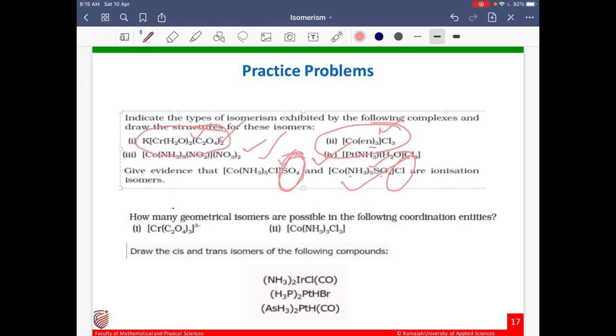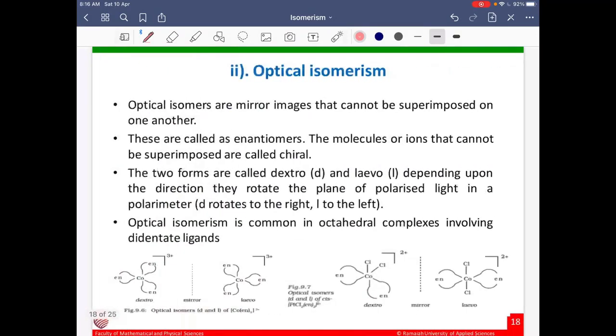Another practice problem: how many geometrical isomers are possible in the following coordination entities? [Cr(C2O4)3]3-, [Co(NH3)3Cl3]. Whether they will show cis and trans isomerism, you have to check. Draw the cis and trans isomers of the following compounds. 3 compounds are given. You should be able to draw the cis and trans isomers of these compounds.